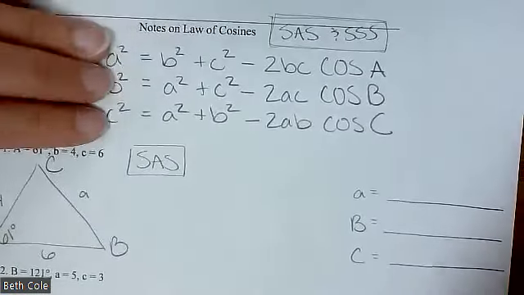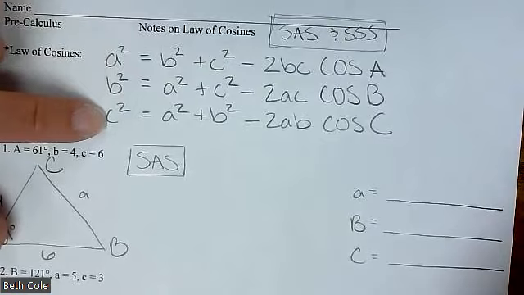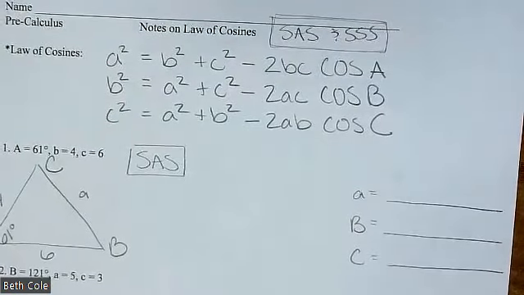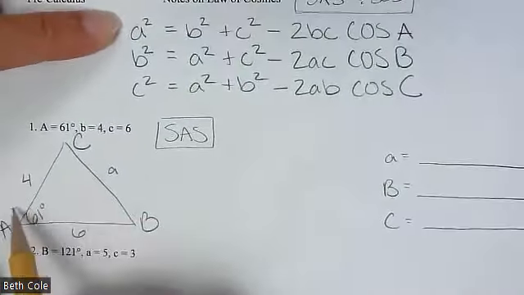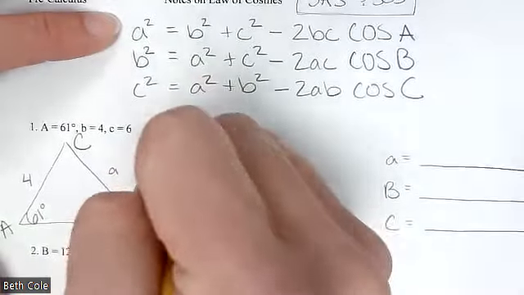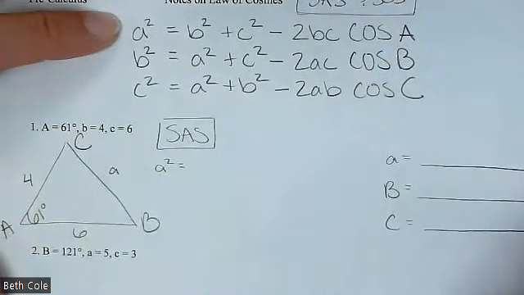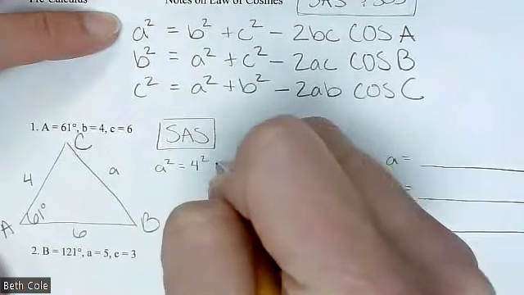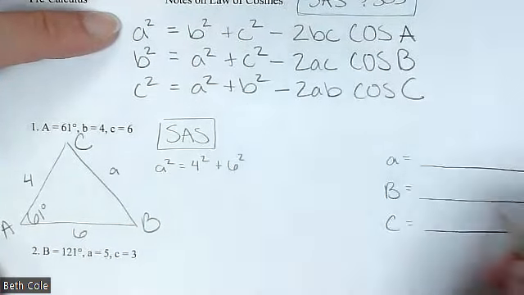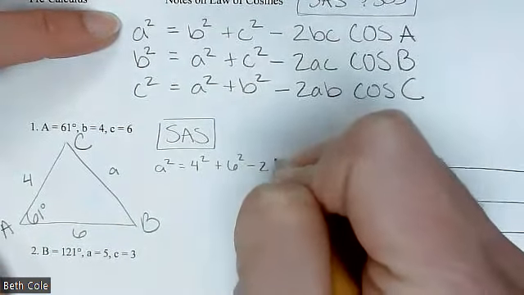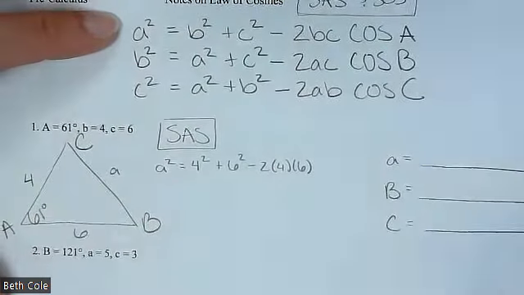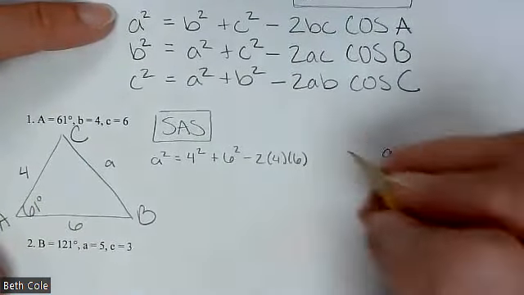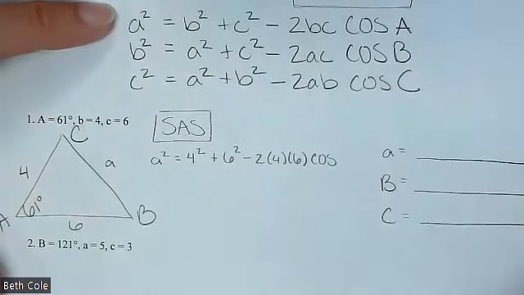So which version of this, let's call it the first one, the second one, or the third one, which version of this are we going to use? The first one, because A is the angle that we have, okay? So it's going to be a squared equals 4 squared plus 6 squared minus 2 times 4 times 6. You just repeat those. Cosine of 61.